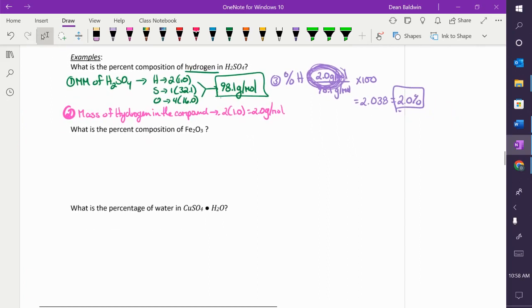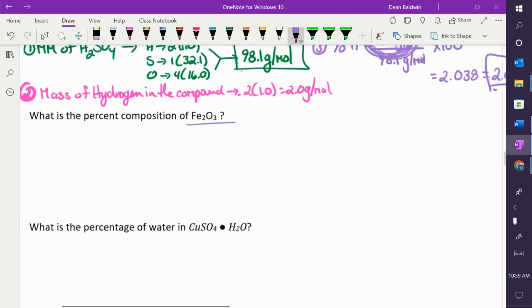Some of the wording might be slightly different. So if I say, what is the percent composition of iron oxide? If they just say percent composition and don't list a chemical or an element like hydrogen, they're asking for the percent composition of hydrogen. If they just say percent composition, they want the complete breakdown of each element.